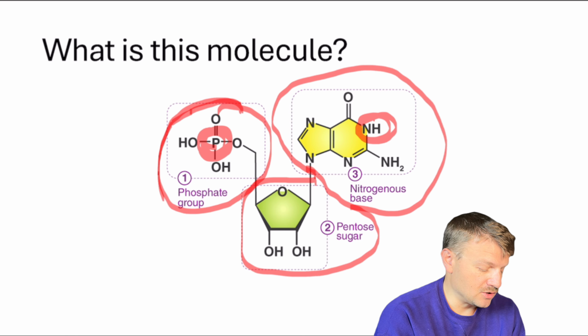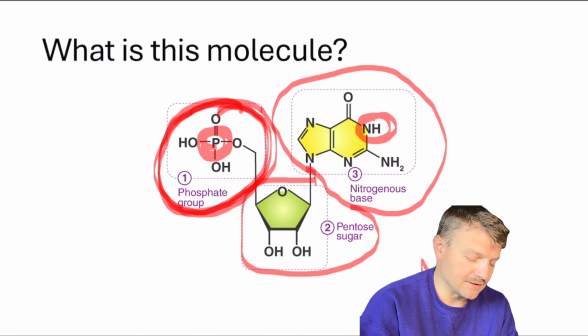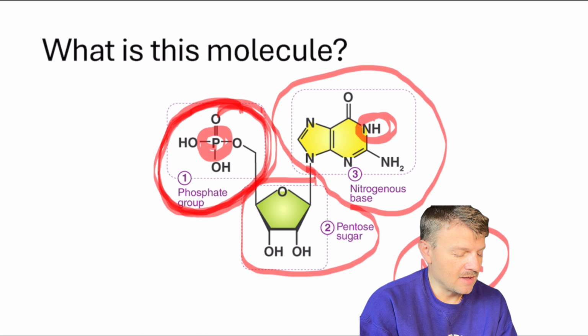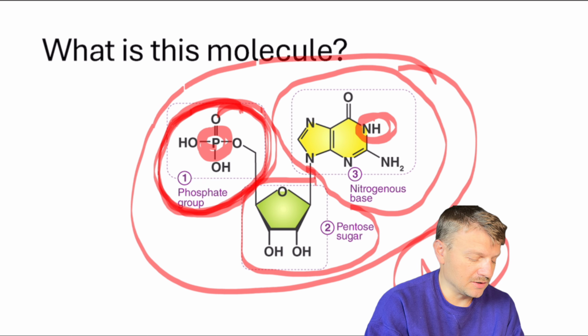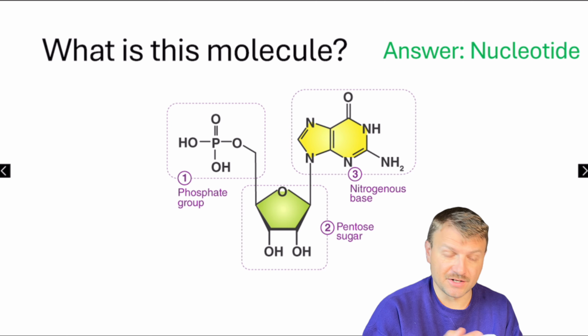And this here is going to be our defining part. You can see this phosphate group is going to be found in all nucleic acids. So we're now down to this group. This here is a nucleotide since we have the 3 parts: the sugar, the phosphate group, and the base. And you can see our answer here is correct.